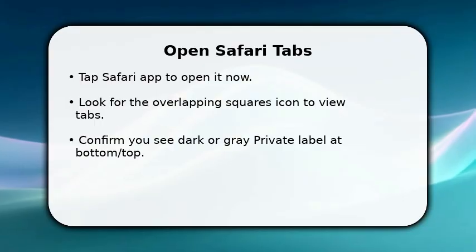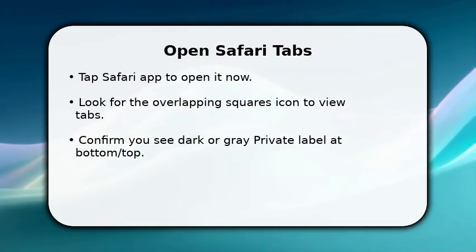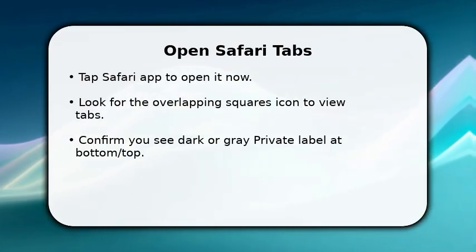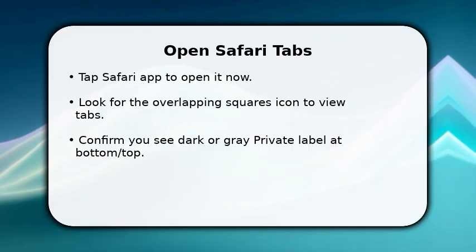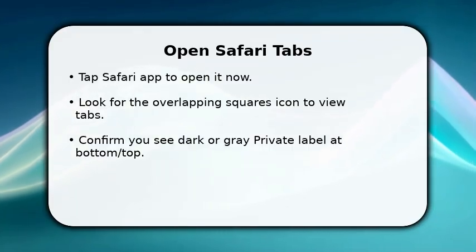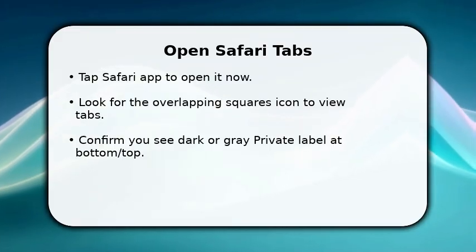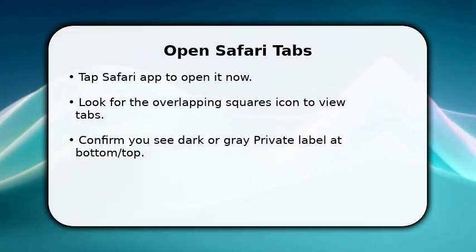Enjoy the video. You're starting inside Safari, open the app and go straight to the tab overview. Tap the overlapping squares icon. This shows all open tabs and mode indicators. If the interface shows a darker background or a clear private label, you're in private mode.